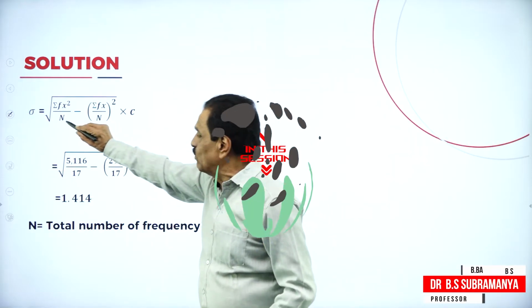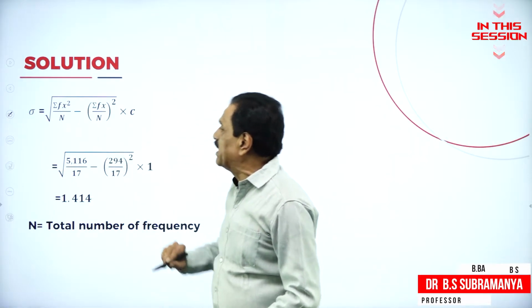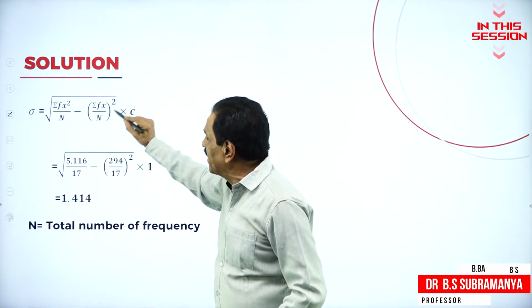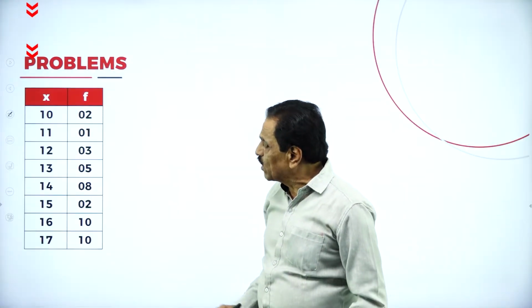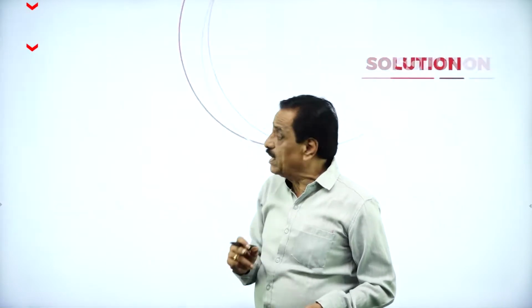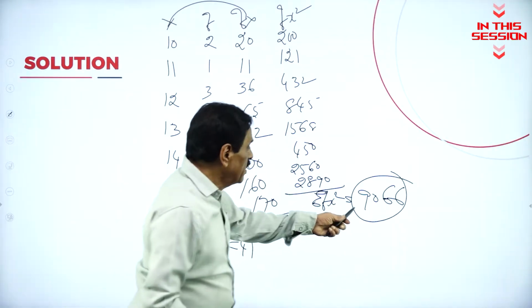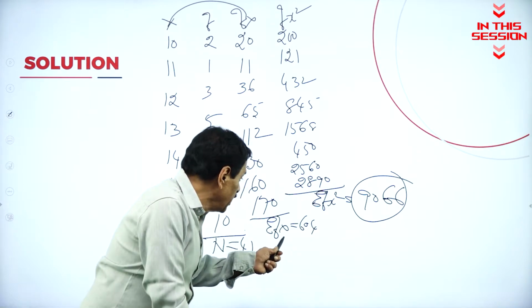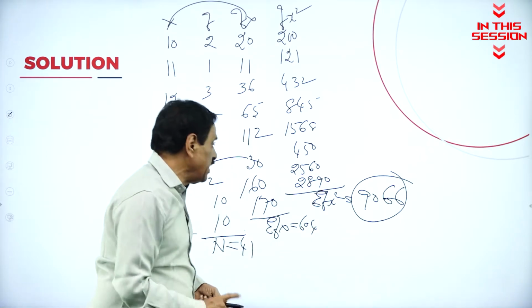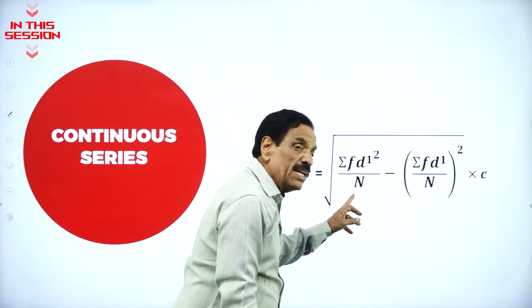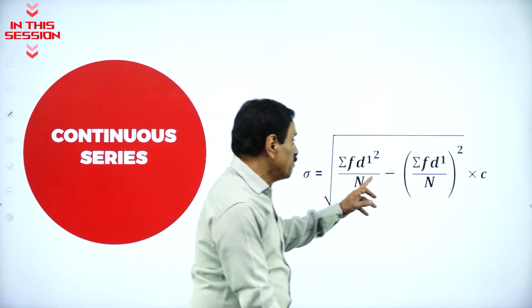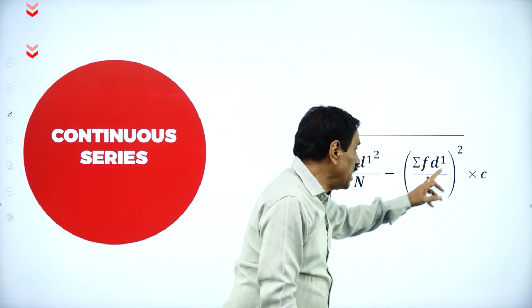Standard deviation is equal to root of sigma fx square divided by n minus sigma fx divided by n whole square into c. All single numbers are there now. The difference is 1, be careful. Here 906 is sigma fx square, sigma fx is 604, n is equal to 41. Sigma fd square divided by n minus sigma fd divided by n whole square into c.